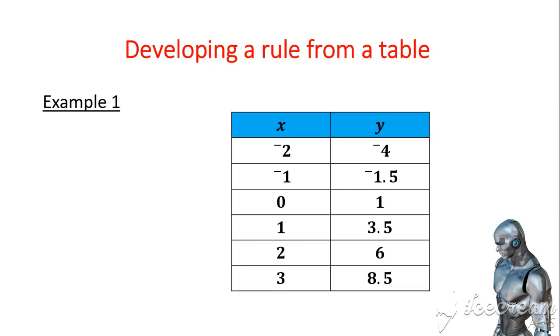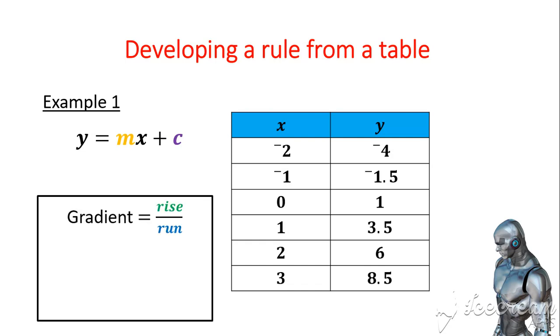Right, straight into example 1. We're going to take this table of x and y values and work out a formula in the form of y equal to mx plus c. It's a straight line graph and it will have this formula. So we're going to start off by working out the gradient. The gradient is equal to the rise over the run.